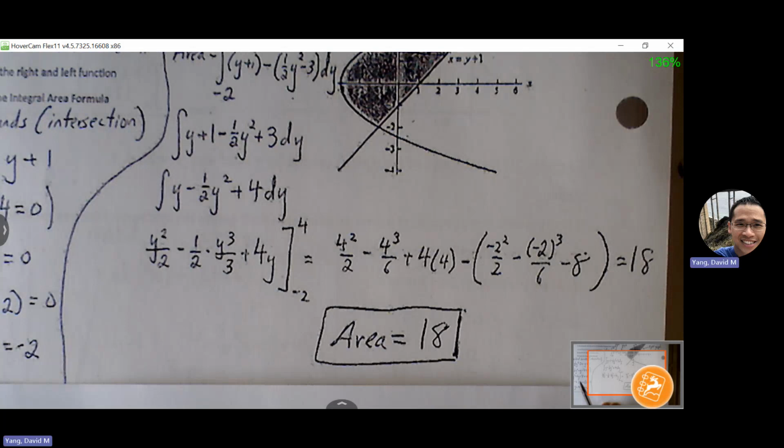Now, there are some problems that you have to work out by hand. And if you do, typically there's u-substitution involved. But we'll get to those FRQs later.